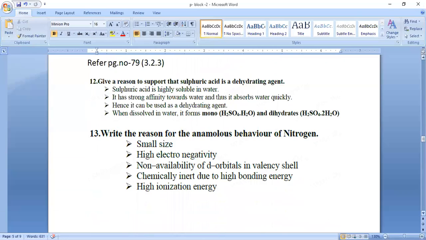Write the reason for the anomalous behavior of nitrogen. What does anomalous behavior mean? Among the nitrogen group of elements, what are the elements present? Nitrogen, phosphorus, arsenic, antimony and bismuth. Among the group elements, nitrogen behaves differently from the other elements. Because of its small size, high electronegativity, non-availability of d orbitals, it is chemically inert, due to its high bonding energy and high ionization energy.